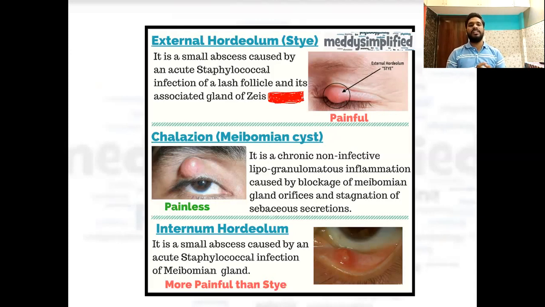Now talking about the internal hordeolum, it is a small abscess, right? External hordeolum was also an abscess, so internal hordeolum is also an abscess. It is a small abscess caused by acute staphylococcal infection of the Meibomian gland. Okay, so if the abscess caused by staphylococcal infection is of the gland of Zeis, it is external hordeolum, that is stye. If it is at the Meibomian gland, it is internal hordeolum, and it is more painful than the external hordeolum. That is to be remembered.